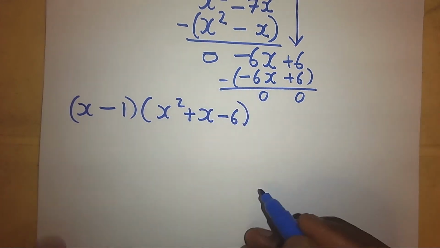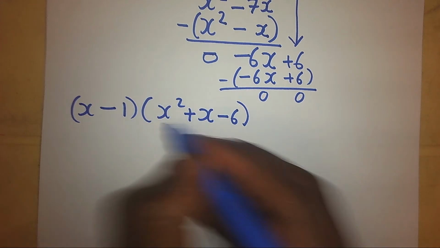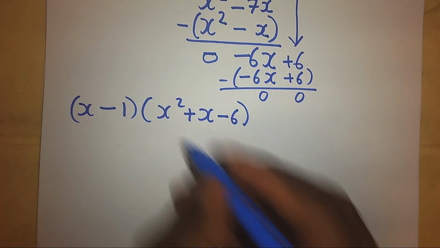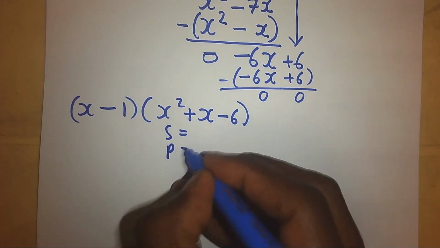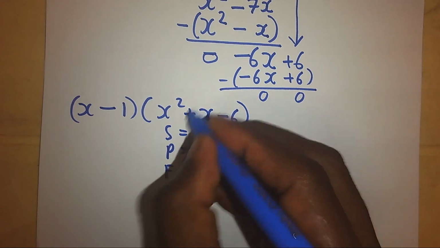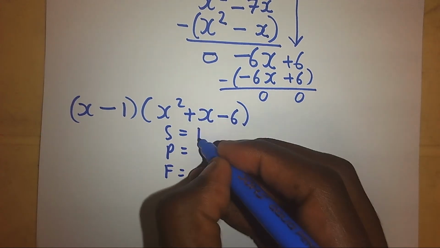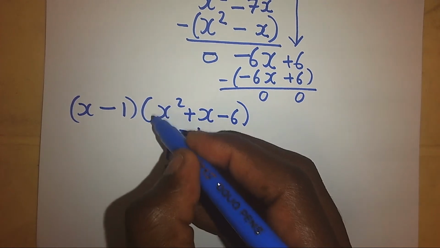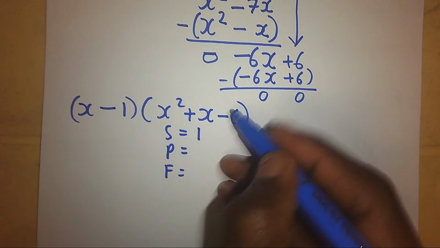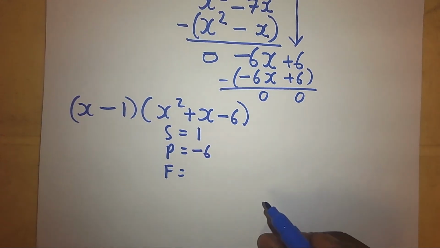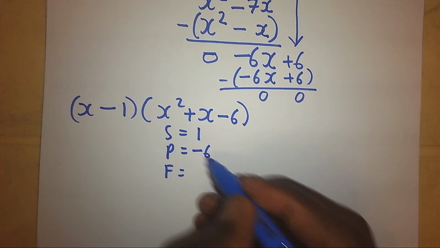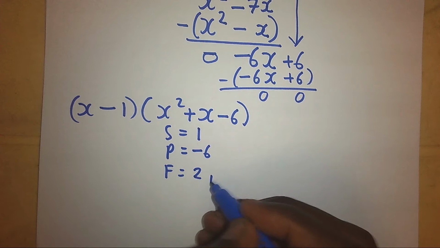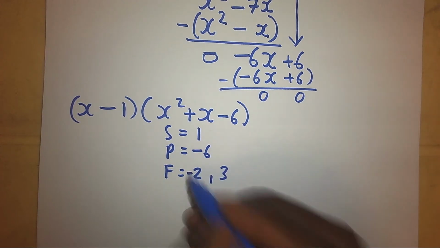So I have one factor, I have the second factor. But the second factor can still be factorized. Sum, product, and factor. Our sum is the value in front of x, and so 1. Our product is the coefficient of x squared, that's a 1, times the constant, I get minus 6. Then I need to get two numbers. When I multiply, I get 6. But when I add them, I should get 1. And that will be 2 and 3. And in order to get minus, it should be minus 2.